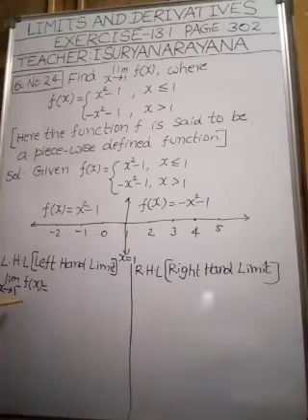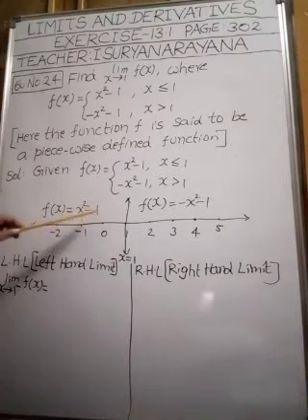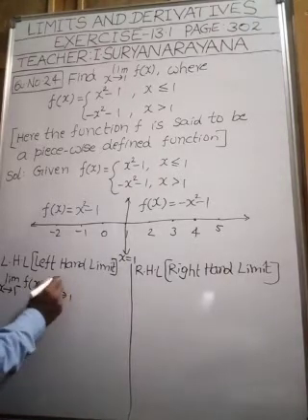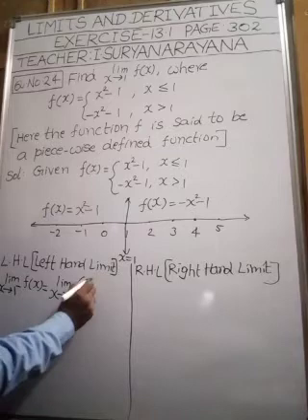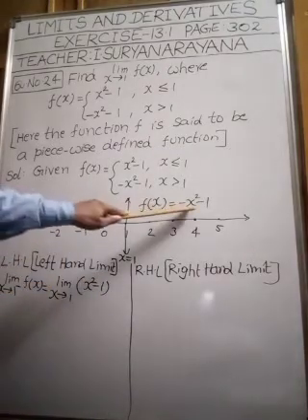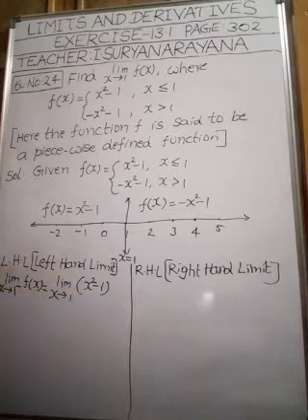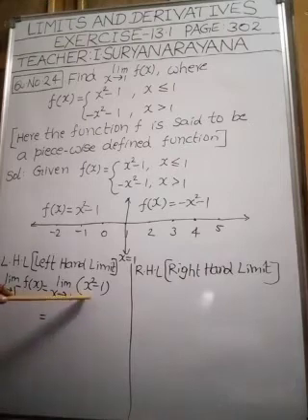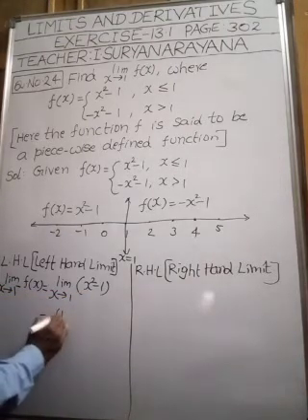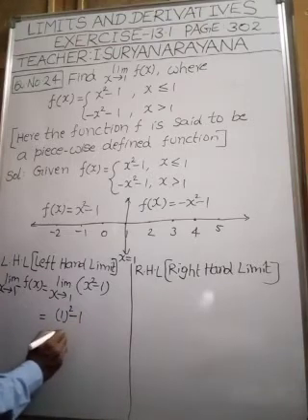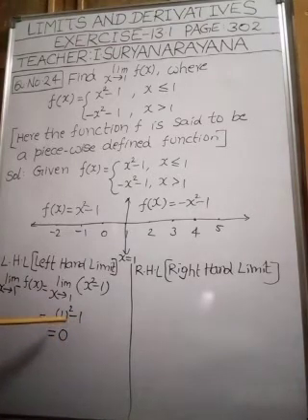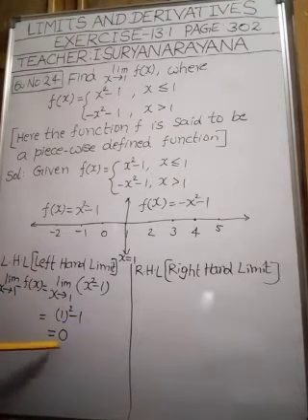x tends to 1 minus means the left side. How is the function f of x defined? x square minus 1. So we have to consider this function only. Okay, my children. So as x tends to 1, limit of x square minus 1. Here we need not consider this other function. Understood this step? Right. Now we go to the substitution method. 1 square minus 1. What will you get? 0. 1 square value is 1, minus 1, 0. So the left hand limit of f of x is 0.